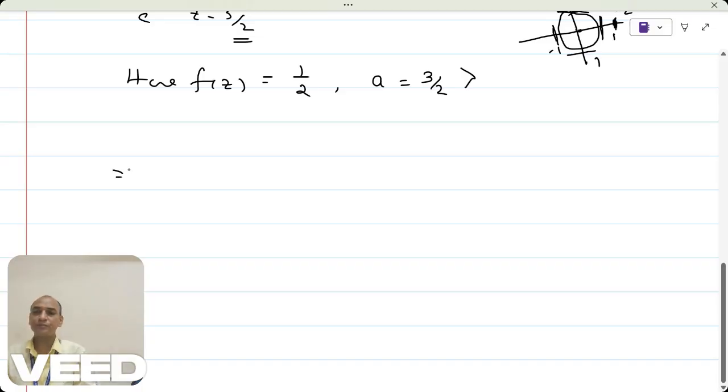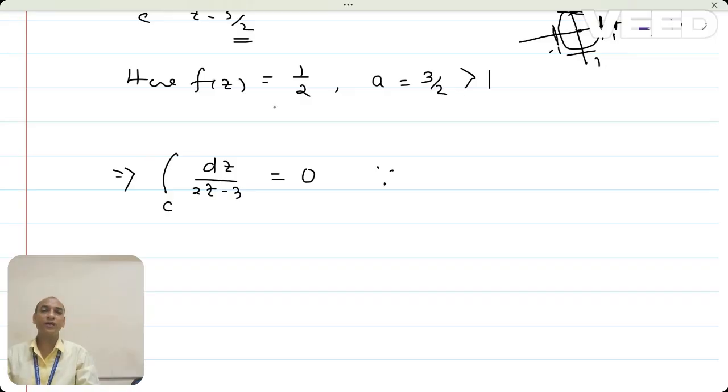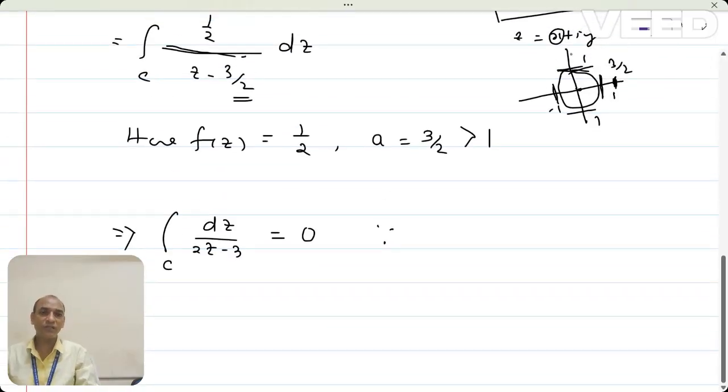So this means the integration over c of dz by 2z minus 3 will be nothing but 0, since 3 by 2 is more than 1. The closed region is a circle with center origin and radius 1, but 3 by 2 is lying outside the circle, so the integration will be 0. If 3 by 2 lies inside the circle, then we can have something different.